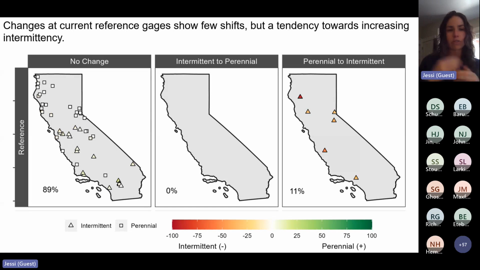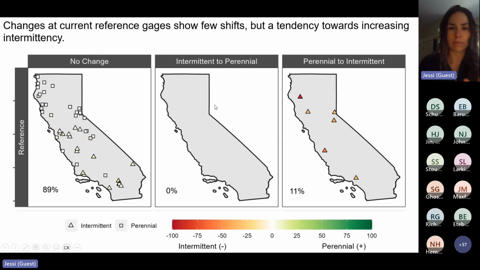So for our reference network, this is what we see in terms of changes from our expected natural. Overall, we're seeing that if a stream was classified as intermittent, it was observed intermittent and predicted natural intermittent. So most of our streams in our reference gauge network were not experiencing any or very little change. And most of the time, any type of change in the annual conditions was so small that it didn't meet the threshold to actually change that overall classification.